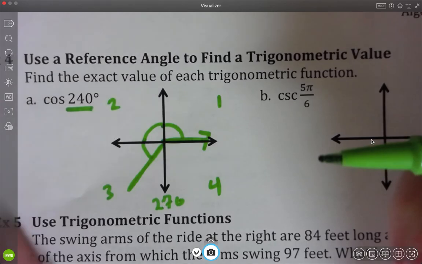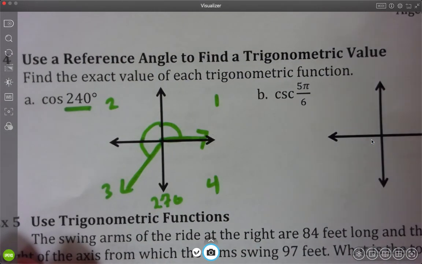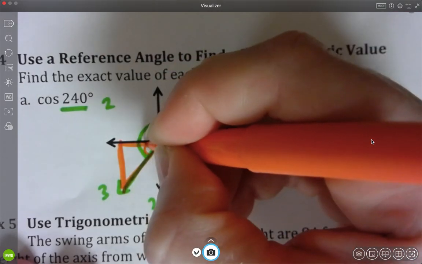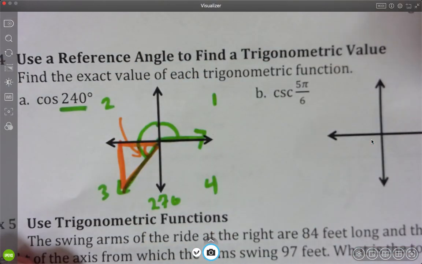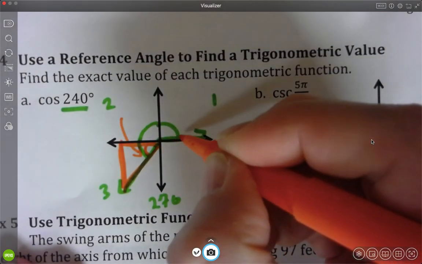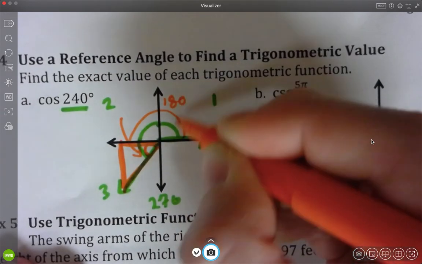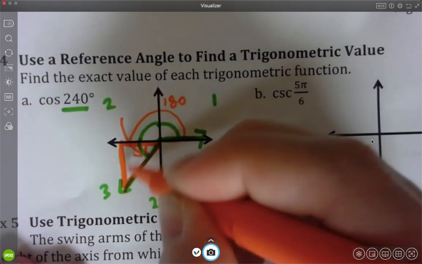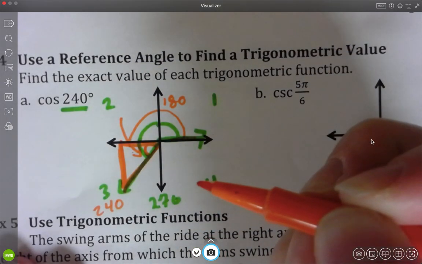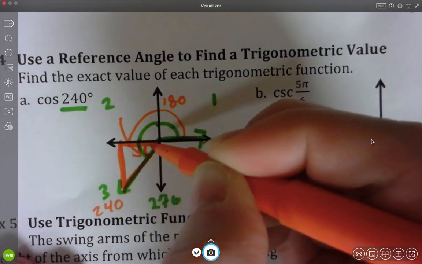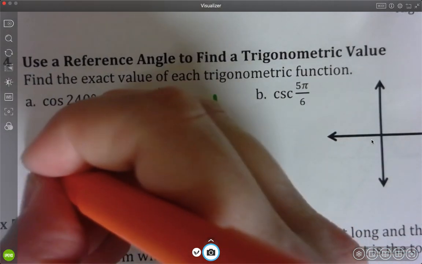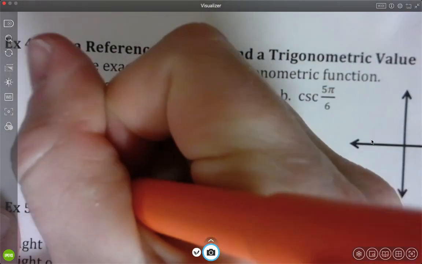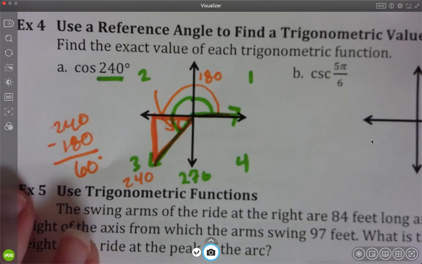Now if I make a triangle out of it, let's figure out its reference angle. So this angle right here, what would that angle have to be for this little small triangle? I know that from here all the way around to the opposite side is 180, but I'm wanting to go a little bit past that, because I want to go all the way down to 240. So how much more would I need to go? It would be like taking 240 and subtracting 180, and that would give me 60 degrees. So 60 degrees is going to be my reference angle.